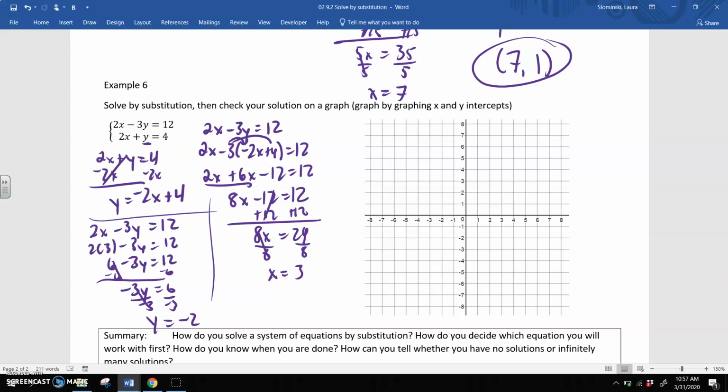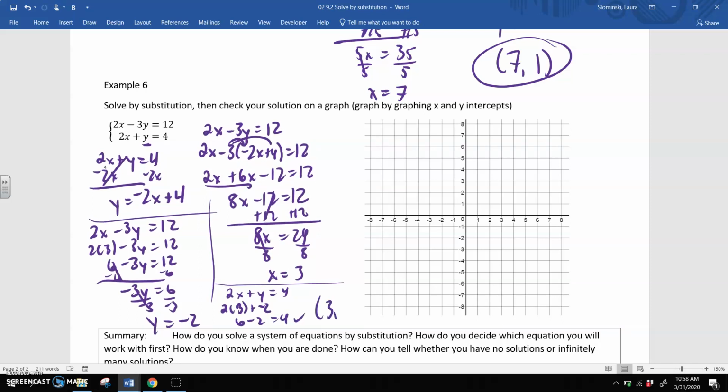And last but not least, I'll do my final check over here. I take my other equation, so the second one, 2x plus y should equal 4. 2 times 3 plus negative 2, I get 6 minus 2, which is in fact 4. So my final answer is 3, negative 2.